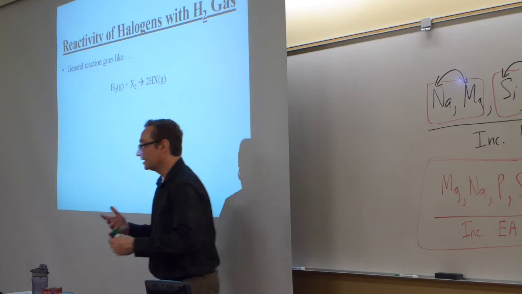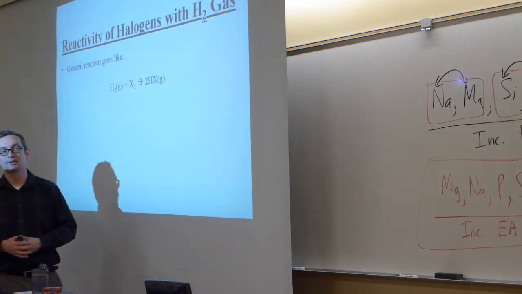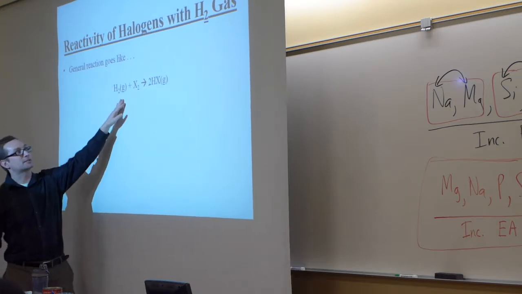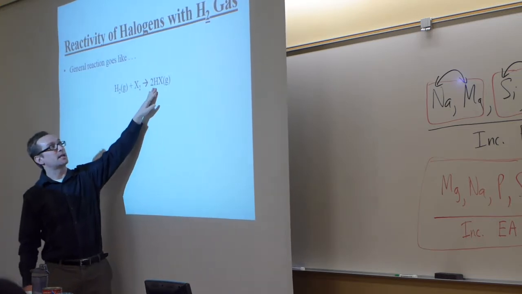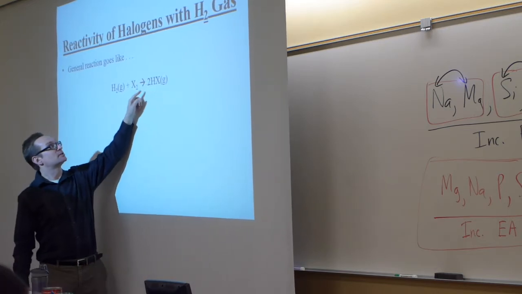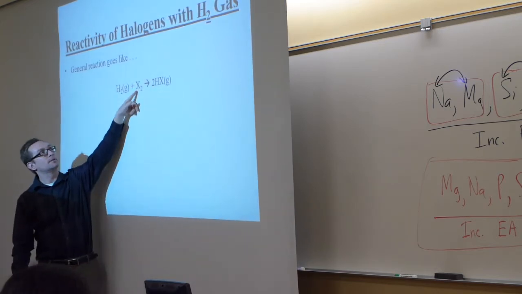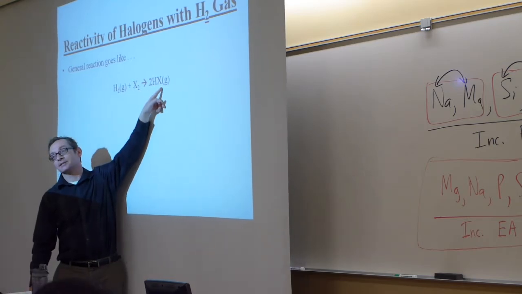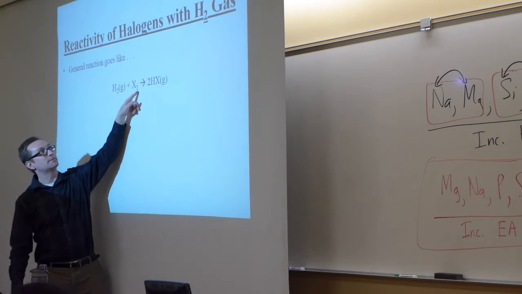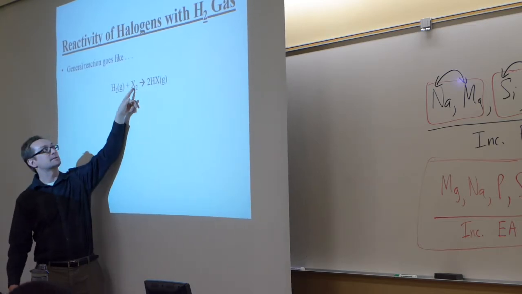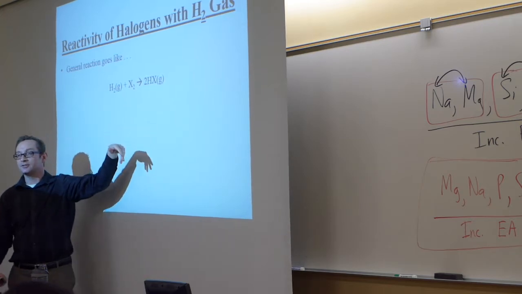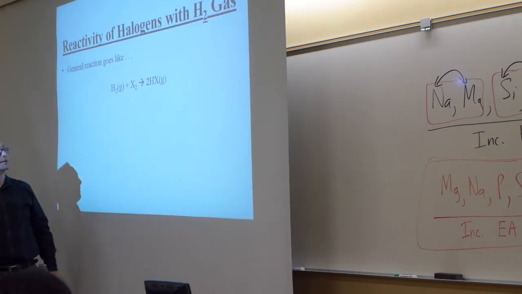Here's an example of how electron affinity affects reactivity. If you take hydrogen gas and react it with the halogens to produce a hydrogen halogen gas. So for example, if this was fluorine, this would be hydrogen fluoride gas. If this was chlorine, it'd be hydrogen chloride gas. If this was bromine, it would be hydrogen bromide. If this was iodine, it would be hydrogen iodide. Getting back to your nomenclature, always there, right?